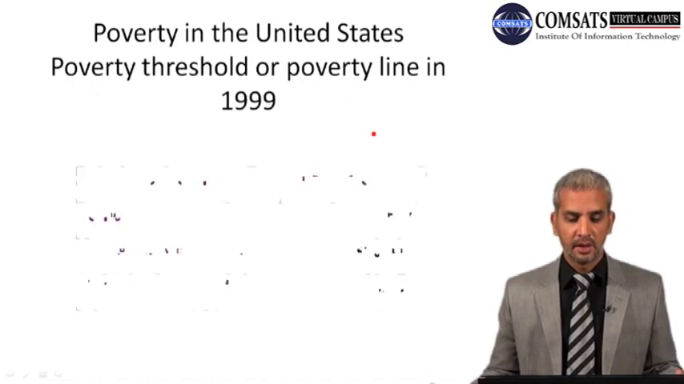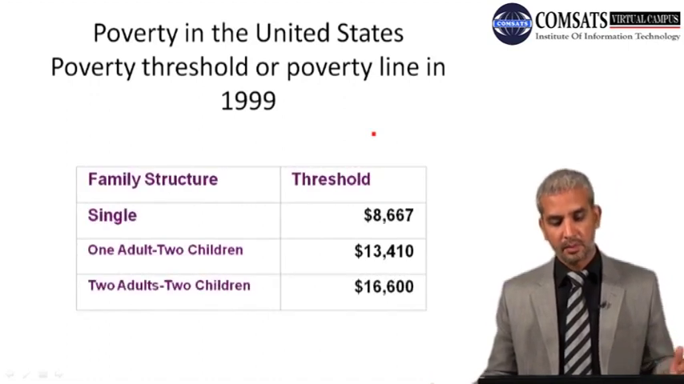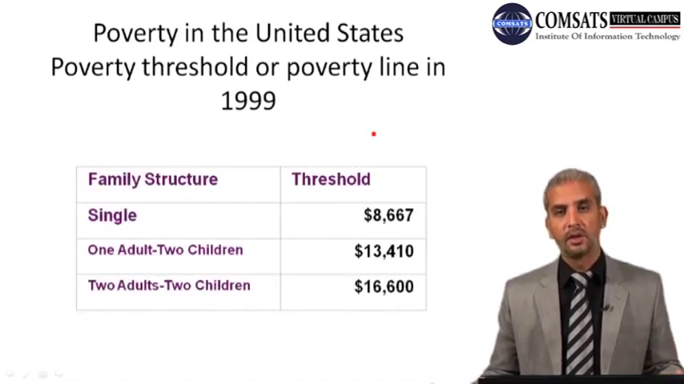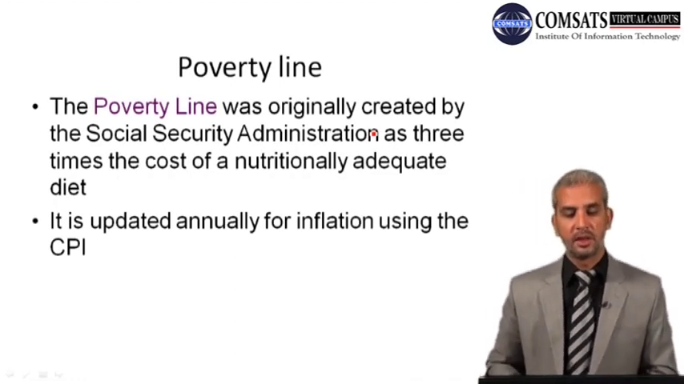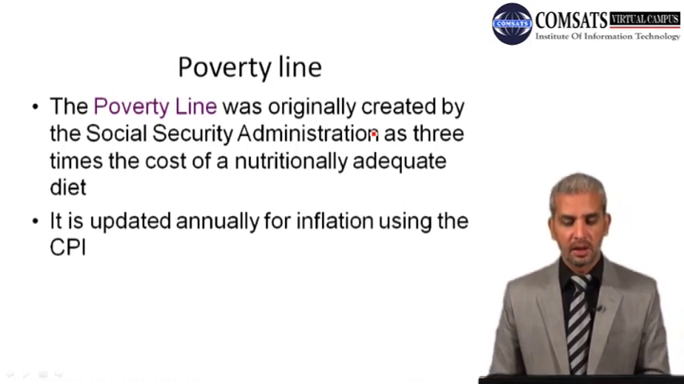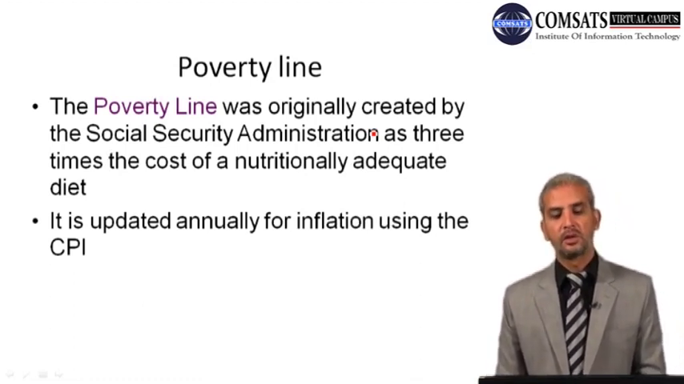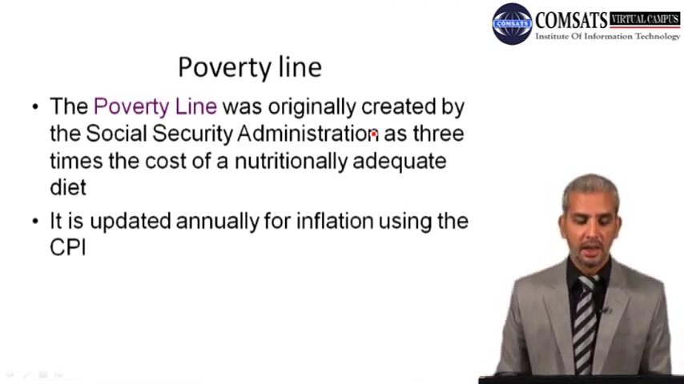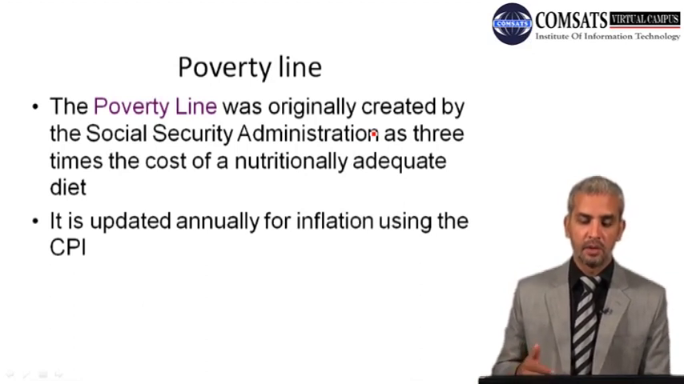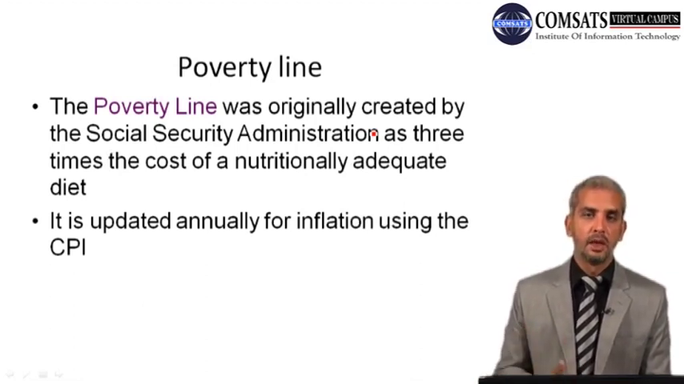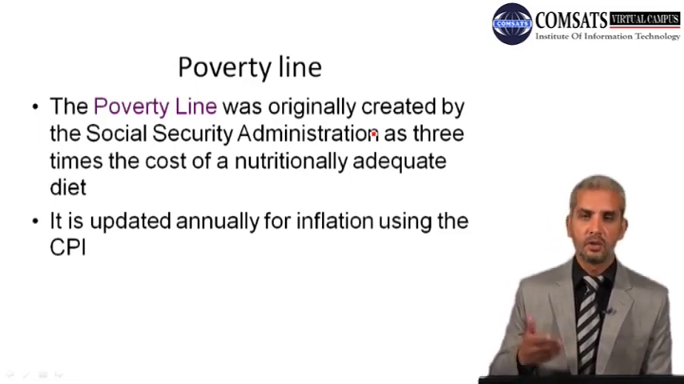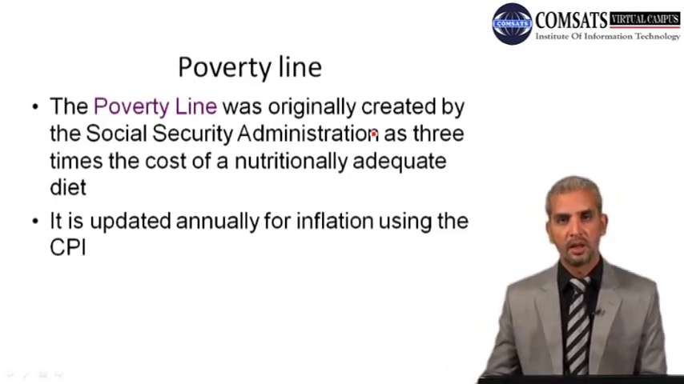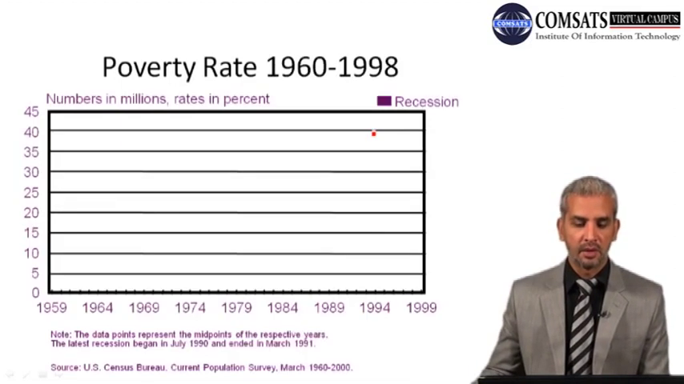Then there is, for example, the debate over the poverty line, which in the USA's case, as defined by the Social Security Administration, is 3 times the cost of a nutritionally adequate diet. 3 times, because one third of it would go to procuring that nutritionally adequate diet, and 2/3 would go to other resources required for the minimum bare standard of living.